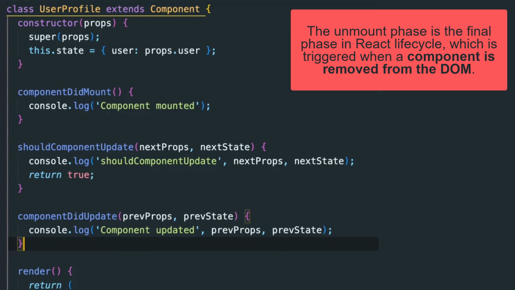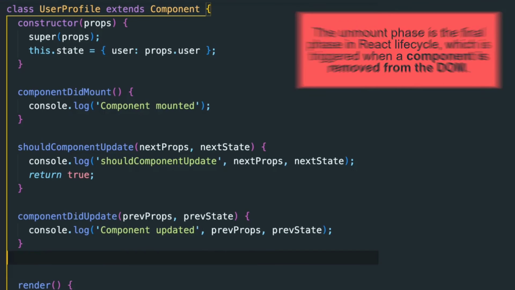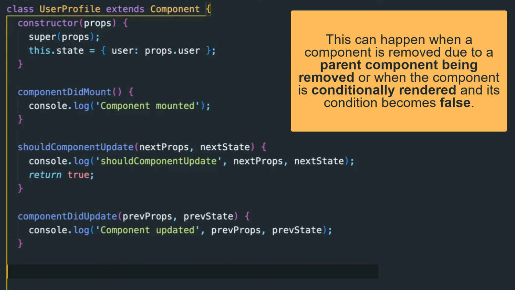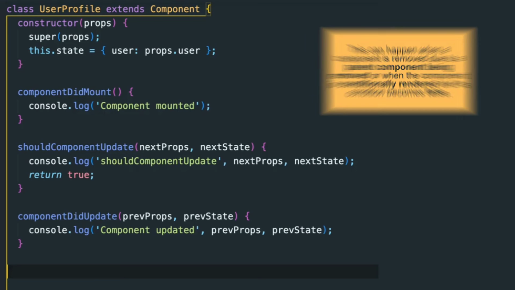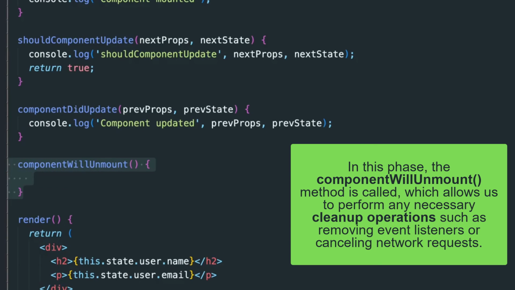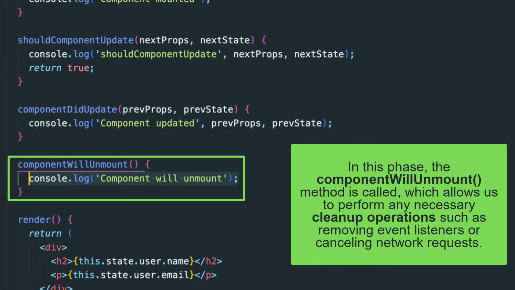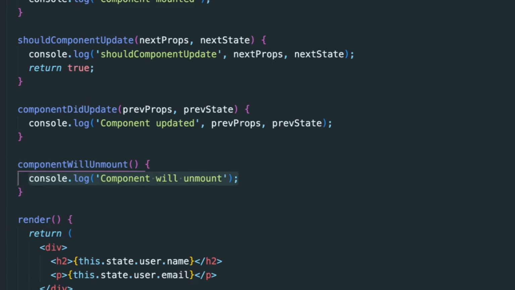The unmount phase is the final phase in the React lifecycle, which is triggered when a component is being removed from the DOM. This can happen when a component is removed due to the parent component being removed, or when the component is conditionally rendered and its condition becomes false. In this phase, the componentWillUnmount method is called, which allows us to perform any necessary cleanup operations such as removing event listeners or canceling network requests.